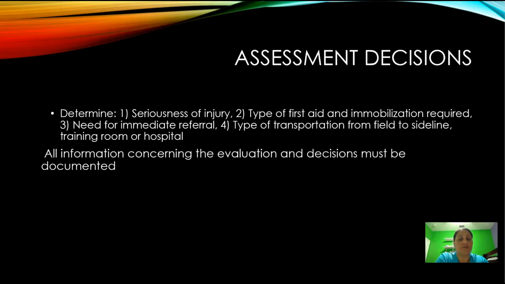So all of this information needs to be done in the evaluation, and a decision needs to be made. We always need to document to make sure we've identified what's going on and what our initial findings are, because often maybe the swelling is set in and you can say, oh, well, when I first saw it, this happened, or I had this type of laxity.